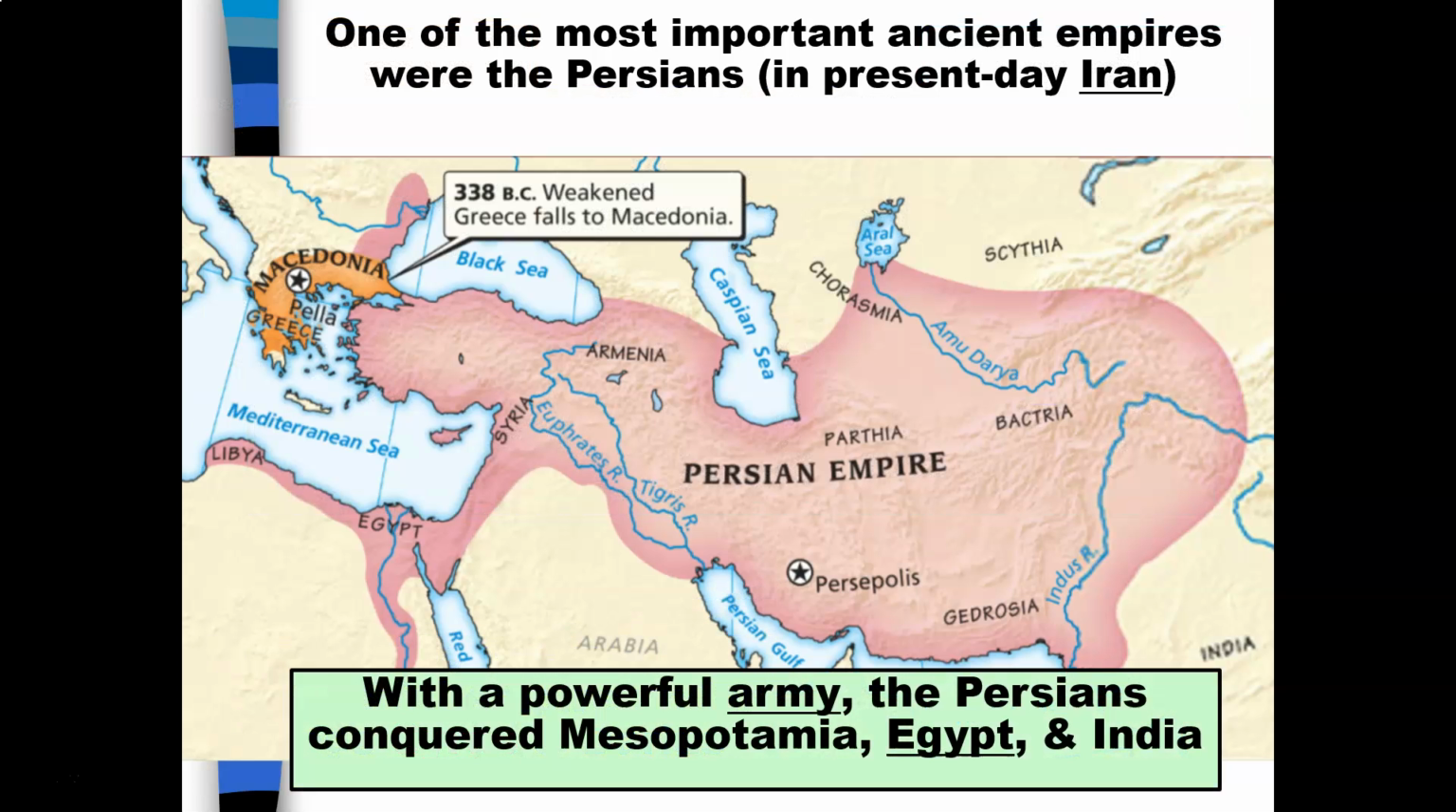One of the most important Asian empires, as we have mentioned before, was this massive empire that came basically out of nowhere, the Persians. And with a powerful army, the Persians were able to conquer Mesopotamia, Egypt, and India. This is very important because these are the three primary civilizations that we have talked about previously, and they were conquered by the Persians.